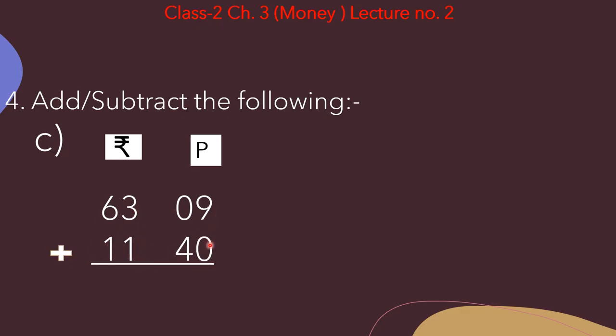So 9 plus 0, that is equal to 9. 0 plus 4, that is equal to 4. And 3 plus 1, that is equal to 4. 6 plus 1, that is equal to 7. So what is the answer beta? That is 74 rupees and 49 paise.